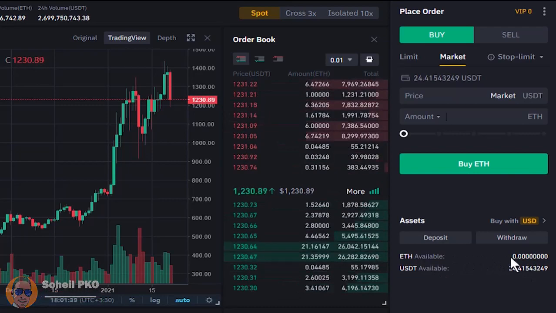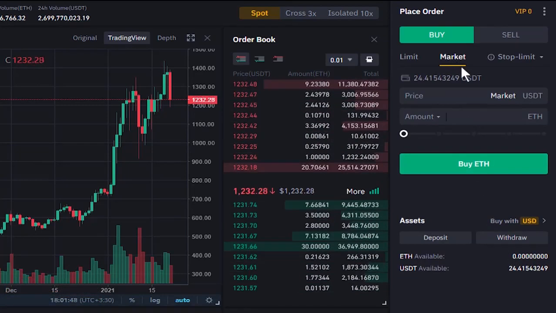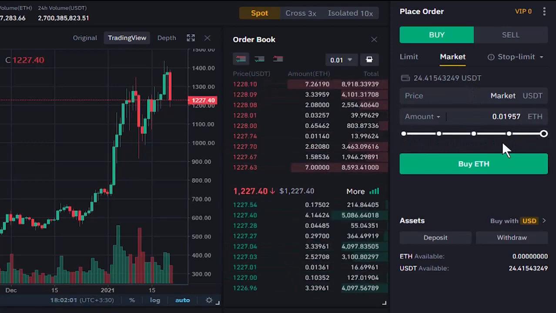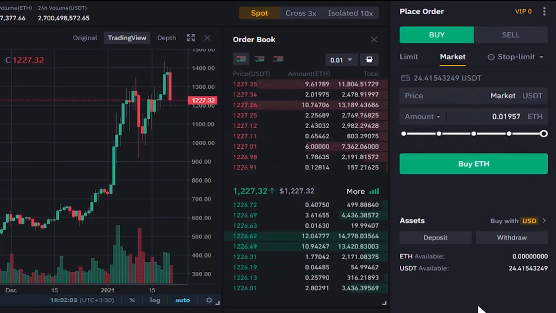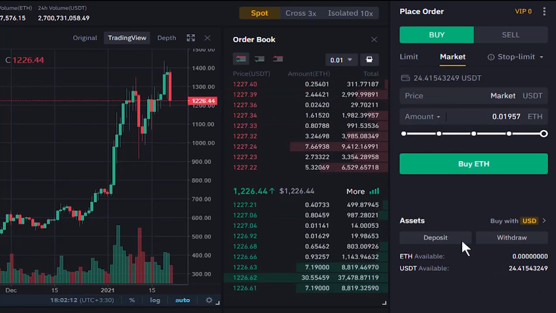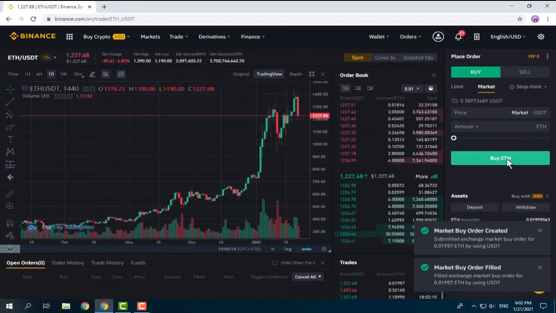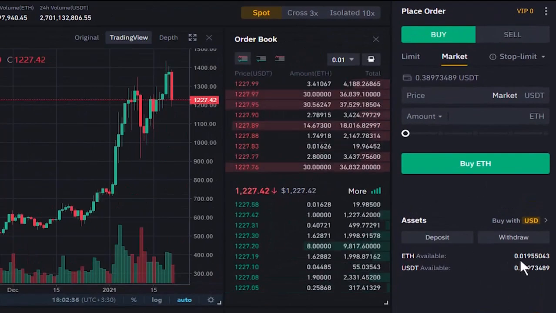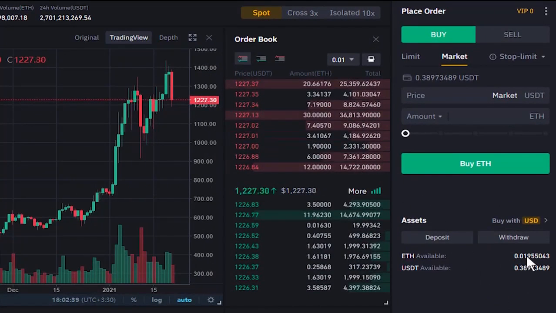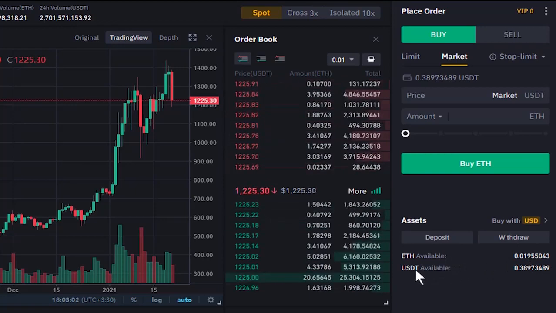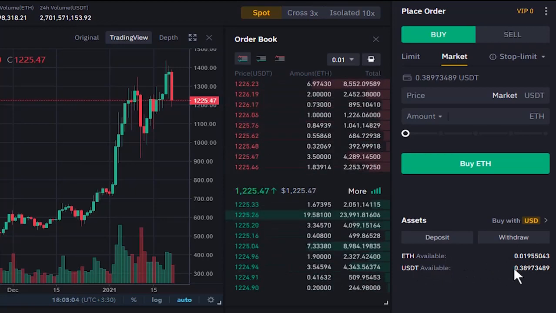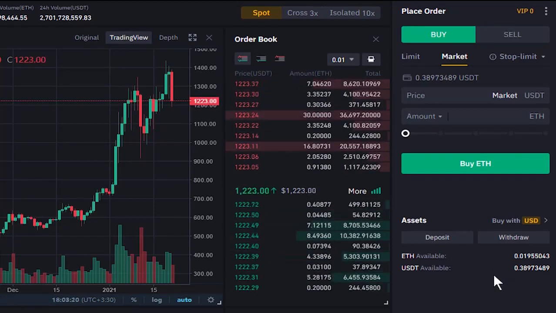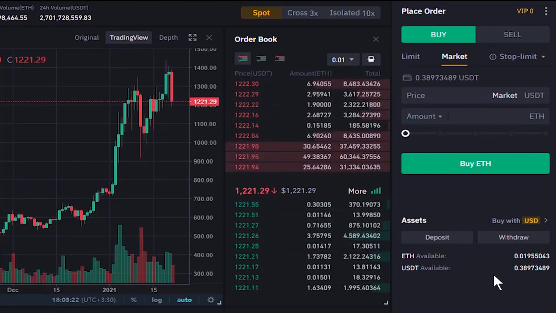So we place another market order, and this time we set the amount to 100%. Actually, we want to buy Ethereum with all amount of our available Tether. We click on the buy ETH and the order is executed. And now you see that we have 0.01 Ethereum available and very small amount of Tether, less than $1, which actually a transaction couldn't be done with this much of Tether coin, and it's remained in the wallet.